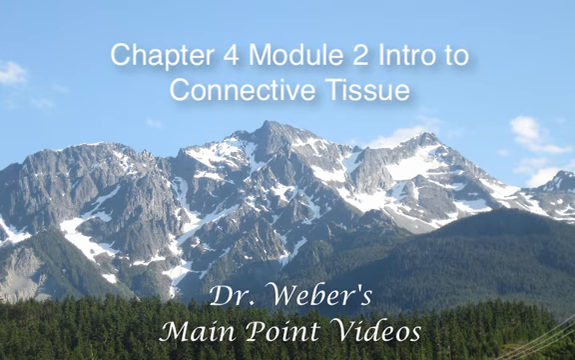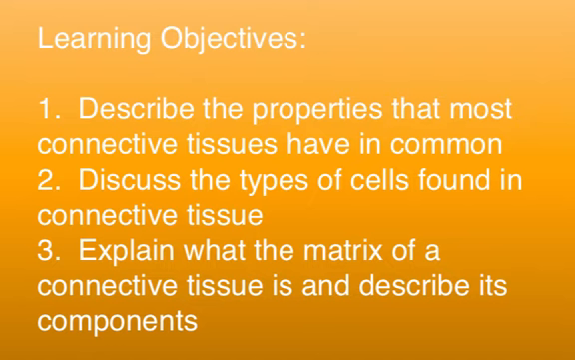This is Chapter 4, Module 2, Intro to Connective Tissues. The learning objectives of this module are: 1. Describe the properties that most connective tissues have in common. 2. Discuss the types of cells found in connective tissue. 3. Explain what the matrix of a connective tissue is and describe its components.